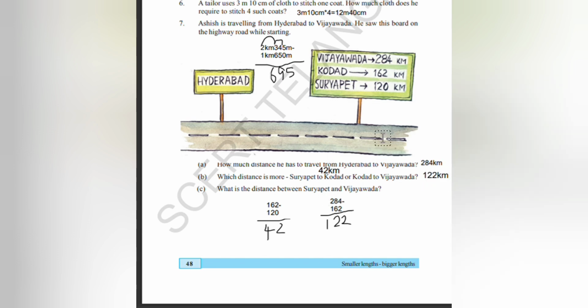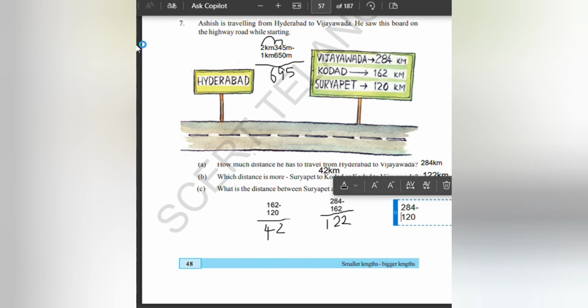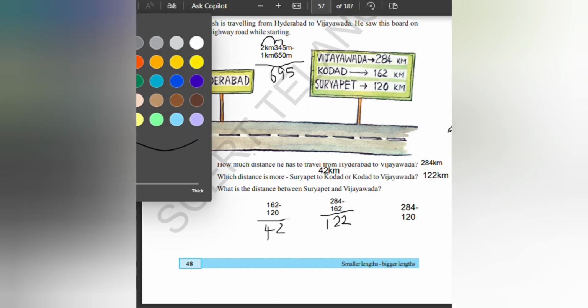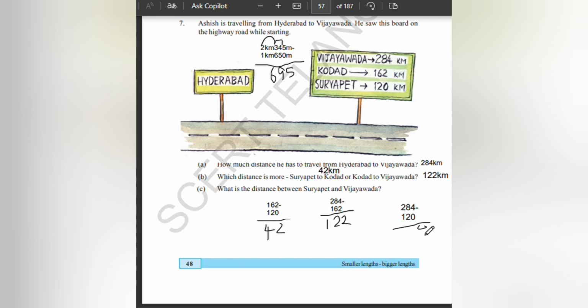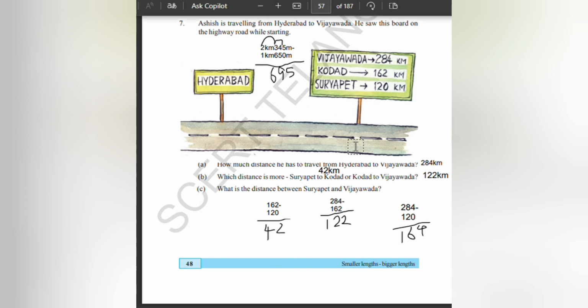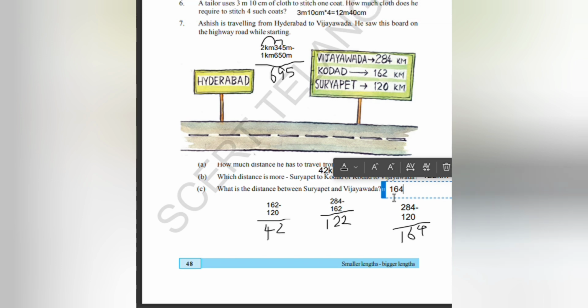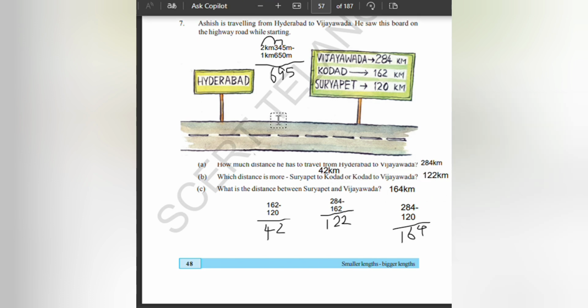What is the distance between Suryapet and Vijayawada? The distance between Suryapet and Vijayawada: 284 minus 120. 4, 8 minus 2, 6, 2 minus 1, 1. 164 kilometer. Okay, so that's all about this chapter.